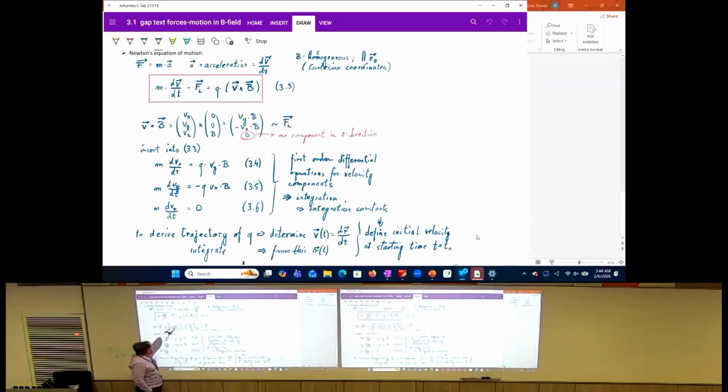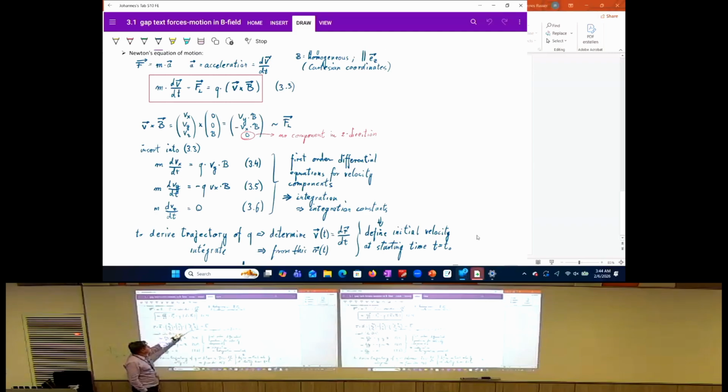And the Lorentz force is Q times the cross product of velocity and B field. Then we have written out this cross product. We have assumed in this simplified example that we have a velocity component in any of the directions X, Y, and Z, but the B field is purely oriented in the Z direction.